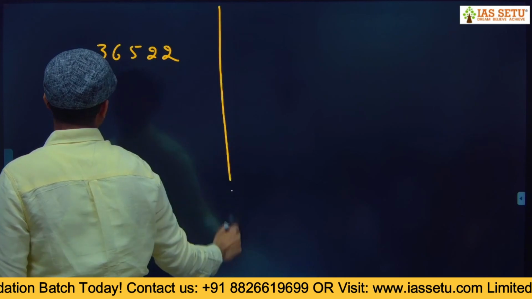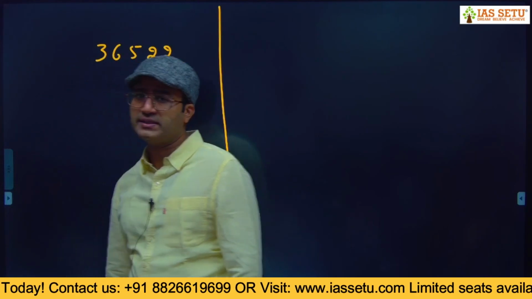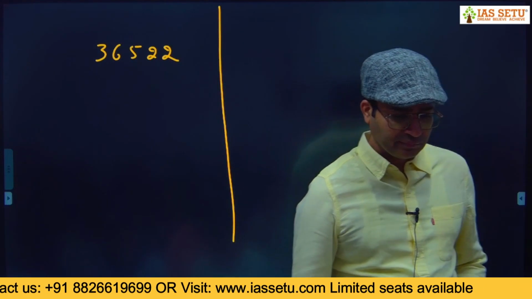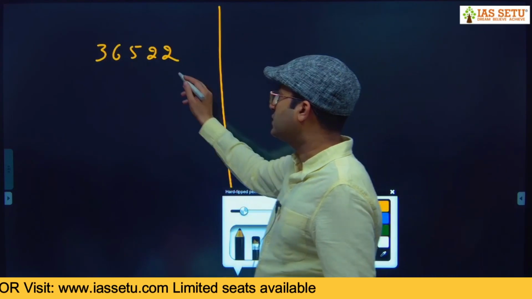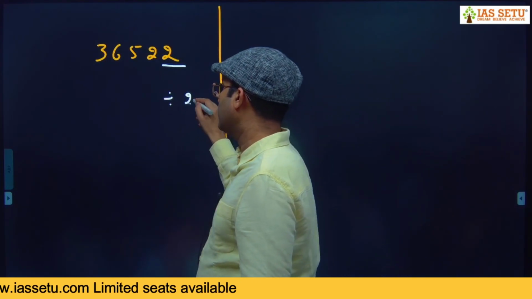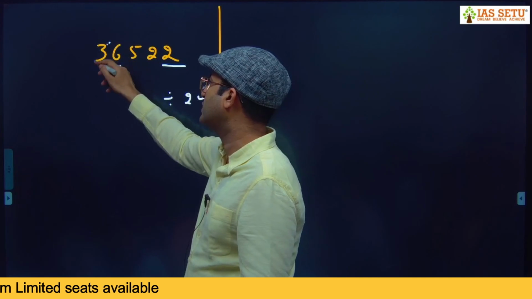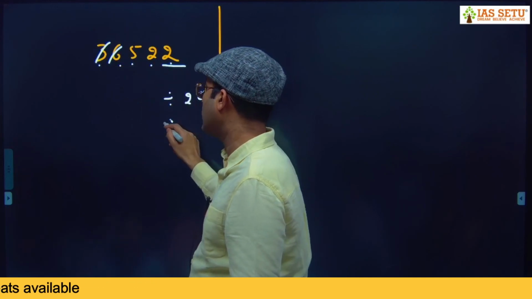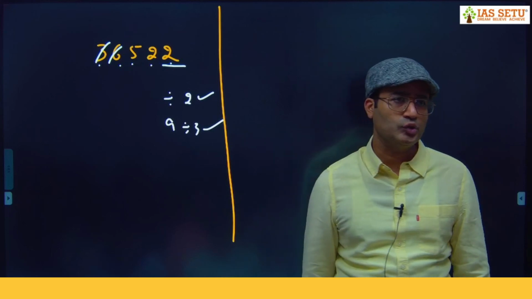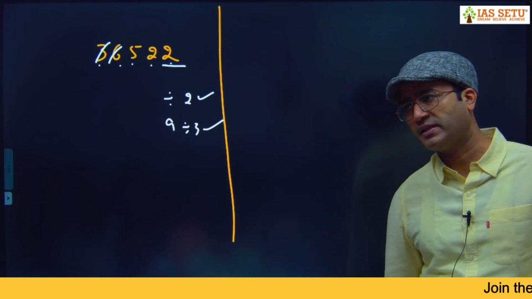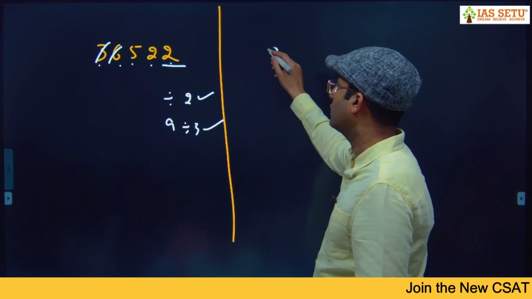36,522. Is this given number divisible by 6, yes or no? It is divisible by 2. Yes. Is it divisible by 3? 3, 6, ignore. 5 plus 2, 7, 9. Yes, it is divisible by 3 as well. So the given number is divisible by 2 as well as 3. So it is divisible by 6. Right.